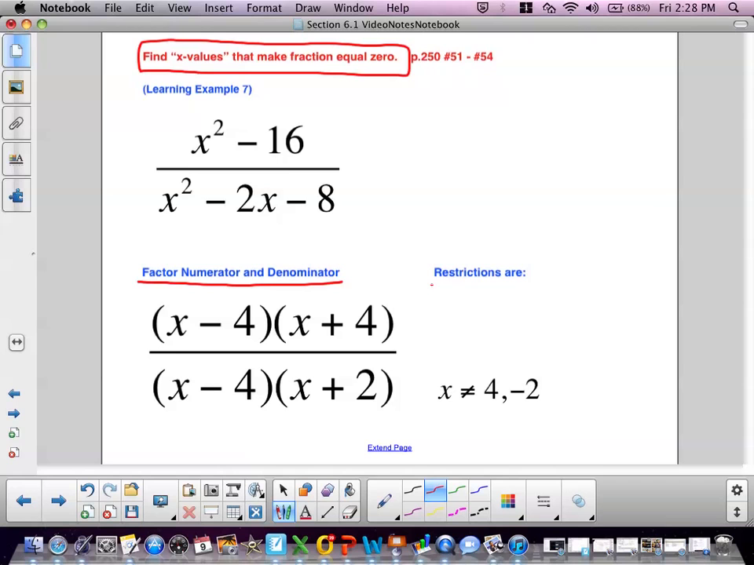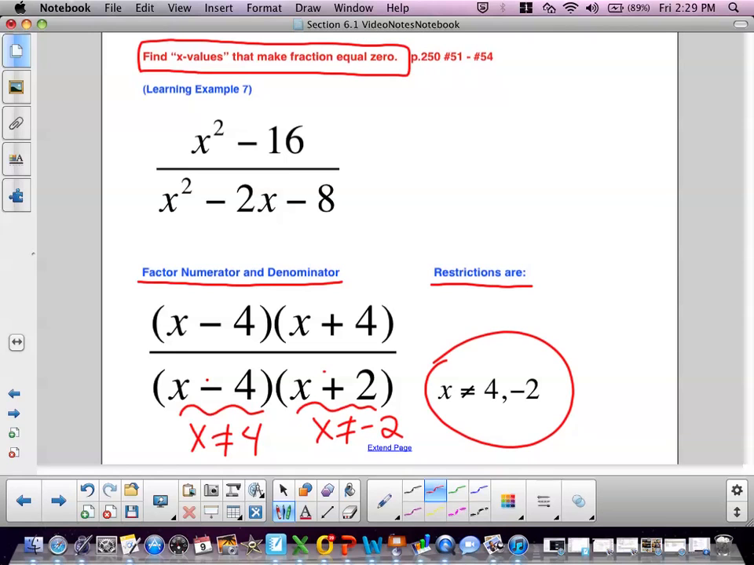Then I list my restrictions, and remember the restrictions apply only to the factors of the denominator, because you're looking for the x values that would make either one of the binomial factors equal to 0, and using the zero product property, then the entire denominator would equal 0 if only one of the factors itself equaled 0. So I've listed my restricted values. Coming out of this one, x is not allowed to equal positive 4, and coming from this binomial, x is not allowed to equal negative 2.